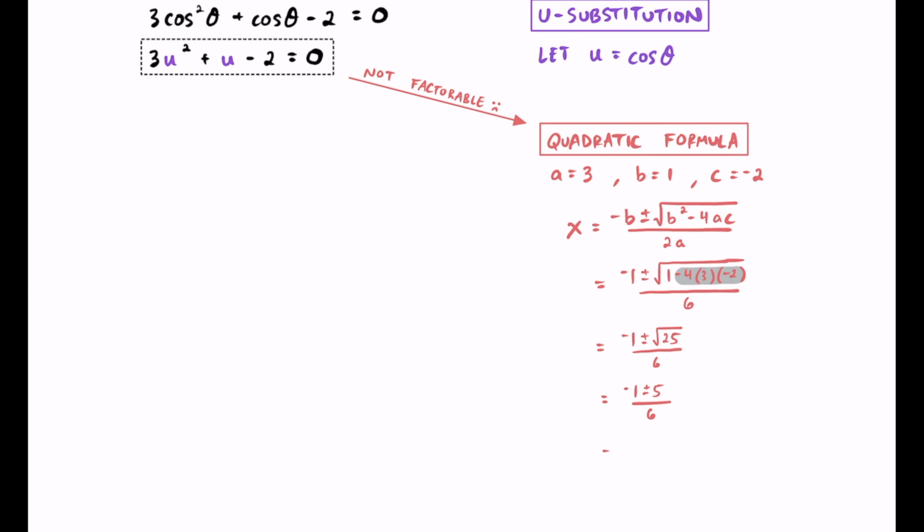If we solve this, -1 plus 5 is 4, so we have 4 over 6. But if we take -1 and take away 5, that's -6, so we have -6 over 6. So for our two solutions, we say that x would equal 2/3 if we simplify 4/6, as well as -1, since -6 over 6 is equal to -1.